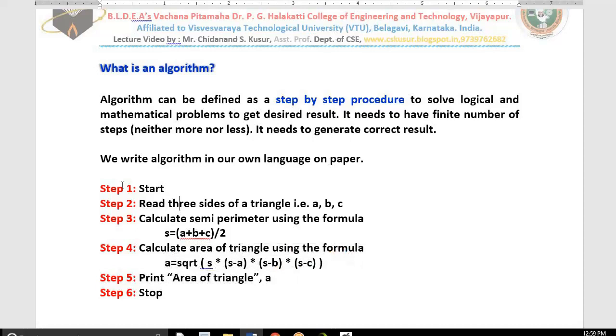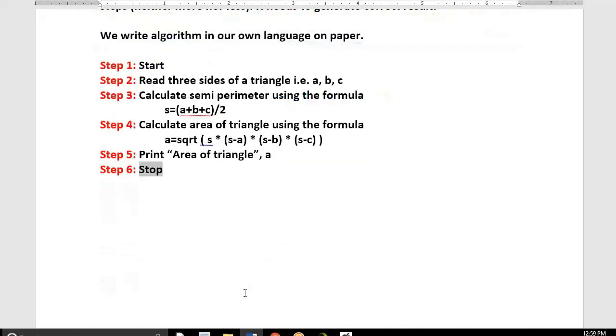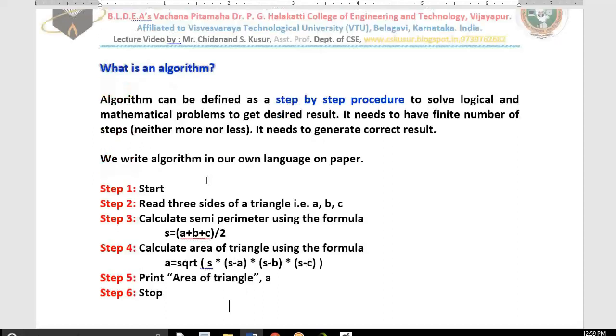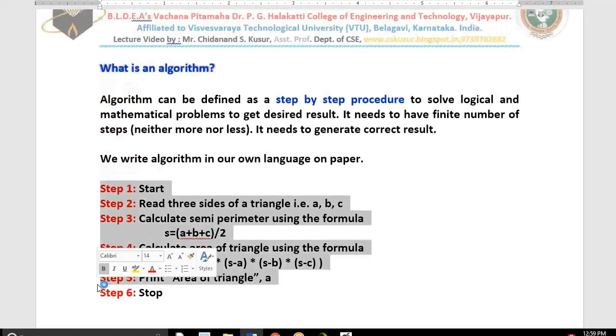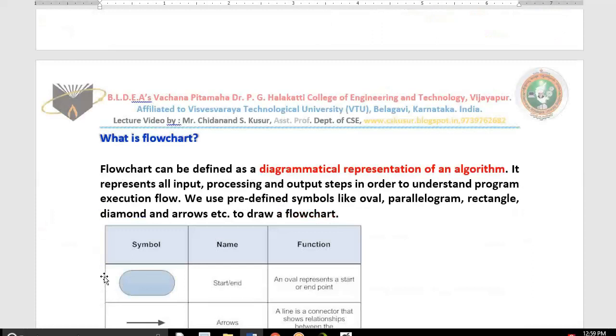Here my program started with step number 1, my program is over with step number 6. This is what an algorithm. These algorithms we write in computer programming lab in the journal. I hope you are understanding. Okay, this is what all about what is an algorithm and example for it. If you write this algorithm like this in examination, then I give you 1 marks. I hope you have understood. Very good. Next, what is flowchart?